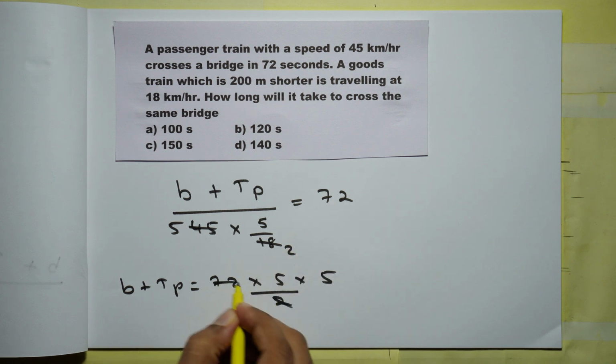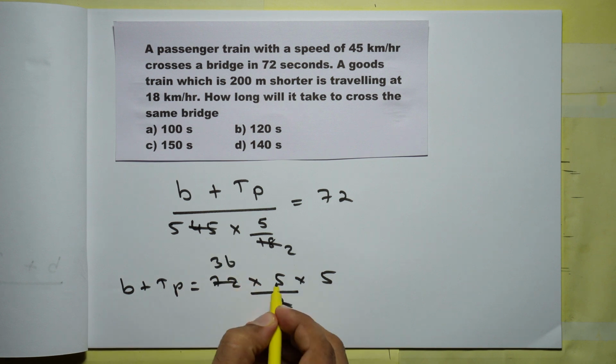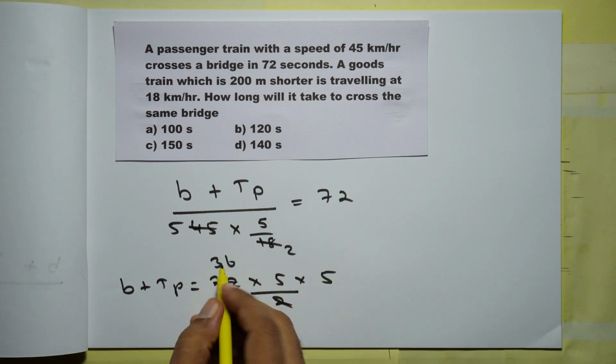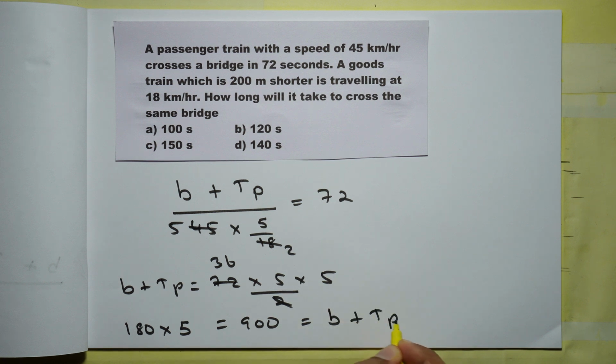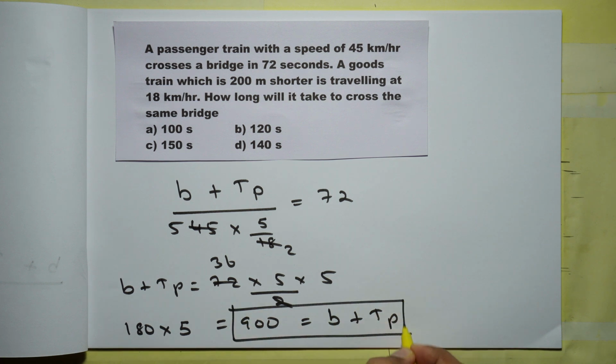Now 2 divides 36 times. So 36 into 5 into 5. 36 into 5 is 180. So 180 into 5, that you will get it as 900. So B plus TP, 900 is equal to length of the bridge plus TP, that is length of the passenger train. So this is the equation that you get.